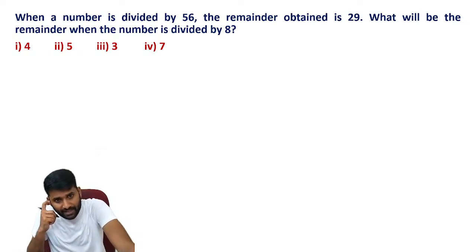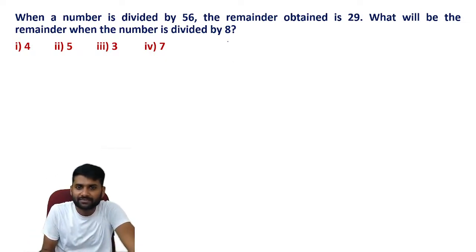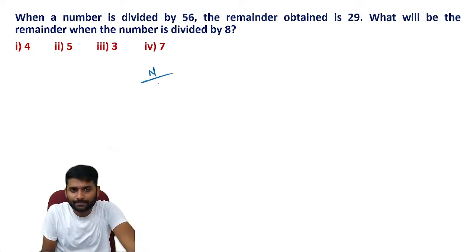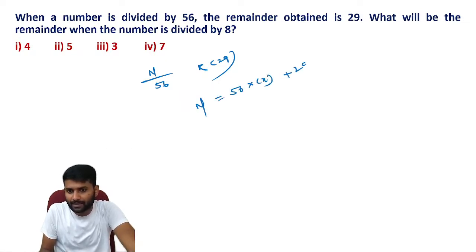Now see this question. When a number is divided by 56, the remainder obtained is 29. So what will be the remainder when the number is divided by 8? There is a number. If it is divided by 56, the remainder is 29. What about that number? Divisor is multiplied with a quotient and the remainder is 29. So that's the number. Now we are going to divide this number with 8.